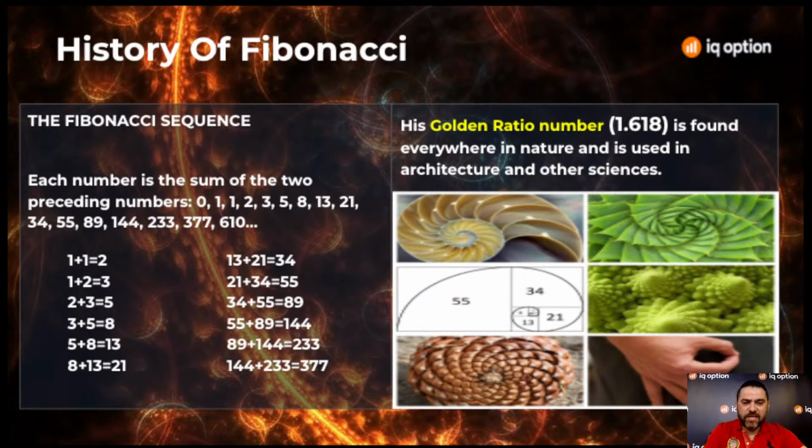3 plus 5 is 8, and so on and so forth. The bigger the number gets, the same thing. Just keep on adding the last two numbers. So in the last case there would be, for example, 144 plus 233.